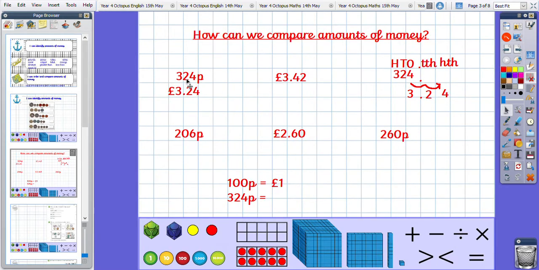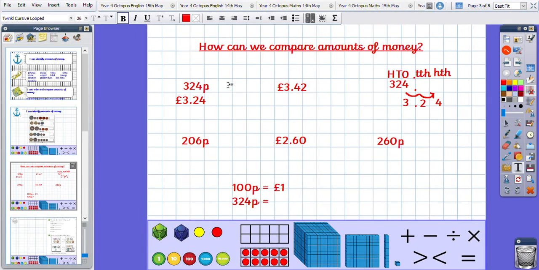So now we can compare these numbers using our greater than, less than, or equals to sign. We can see that £3.42 is bigger than £3.24, so we would use the correct crocodile in the middle. So you have one to think about here. You have 206 pence, 260 pence and £2.60. So have a little go at that one and pause, and then have a see how I've done it.